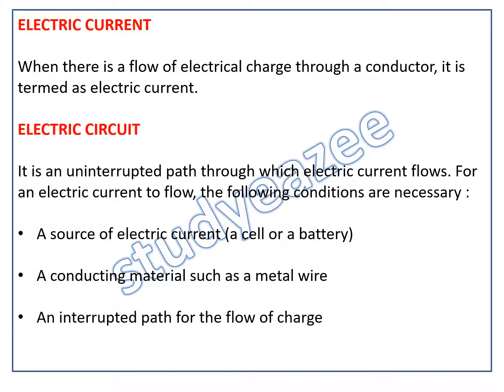What is electric current? When there is a flow of electrical charge through a conductor, it is termed as electric current. An electric circuit is an uninterrupted path through which electric current flows. For an electric current to flow, the following conditions are necessary: a source of electric current, that is a cell or a battery, a conducting material such as a metal wire, and an uninterrupted path for the flow of charge.